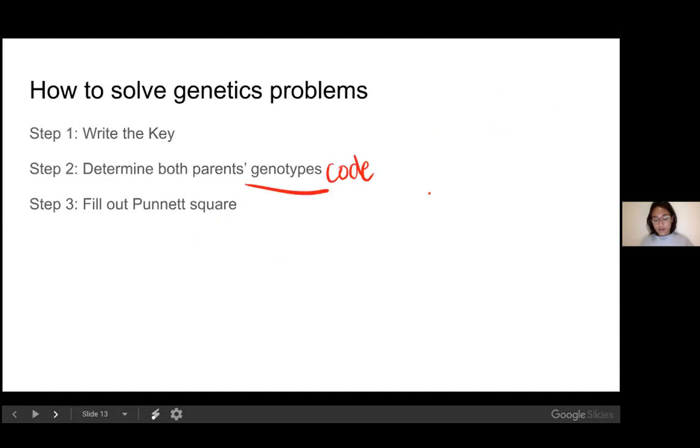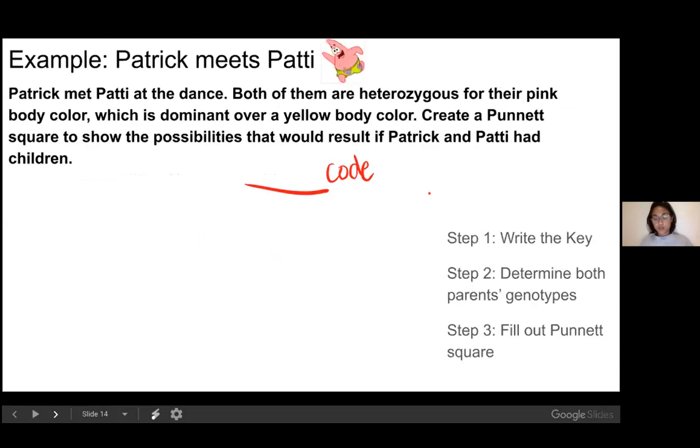Let's go ahead and I'll do one, and then we can do it together, and then you'll do one on your own. So let's go ahead and read this problem. Patrick meets Patty at a dance. Both of them are heterozygous for their pink body color, which is dominant over a yellow body color. Create a Punnett square to show the possibilities that would result if Patrick and Patty had children.